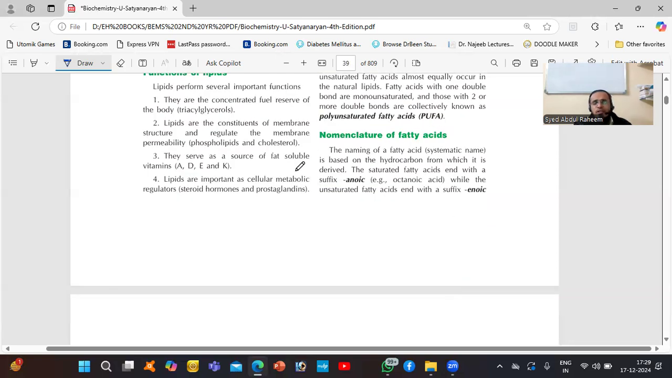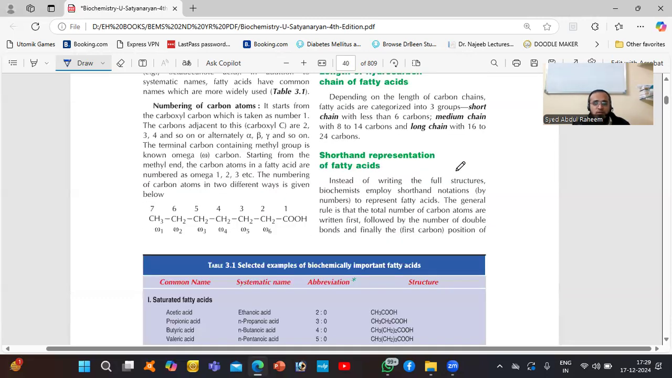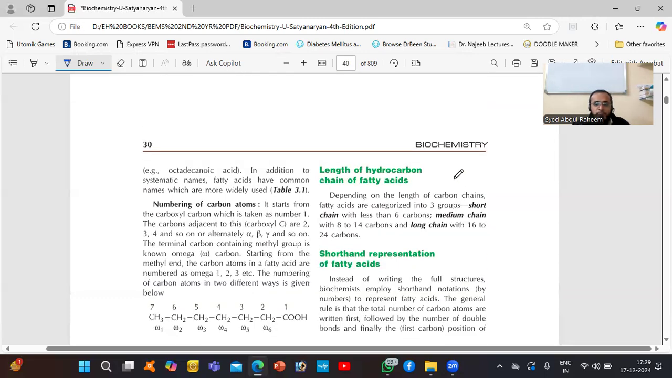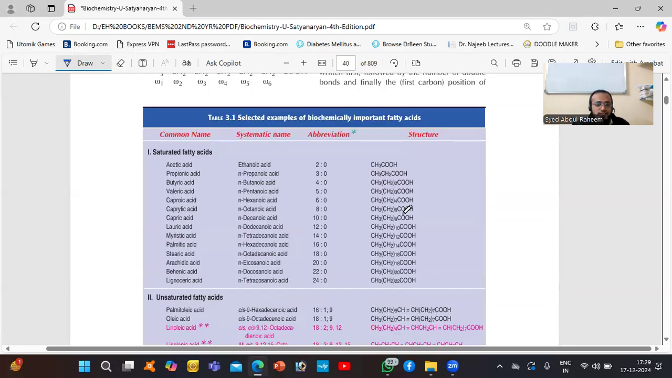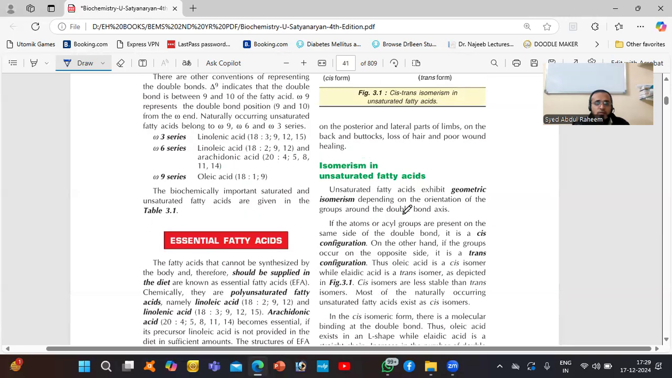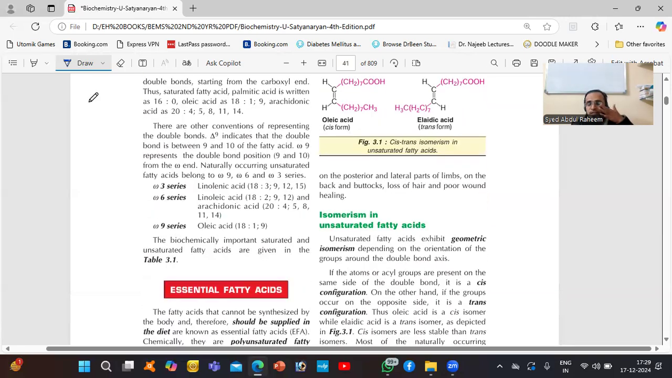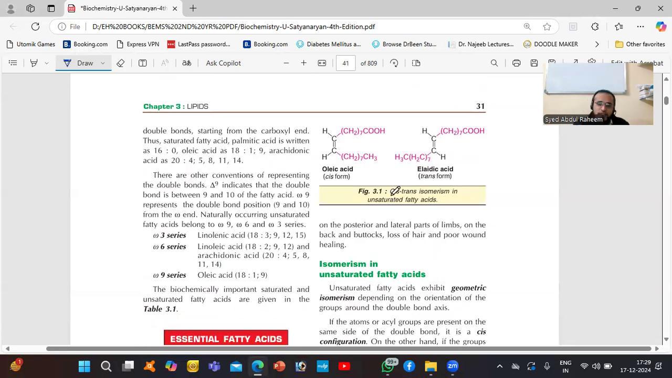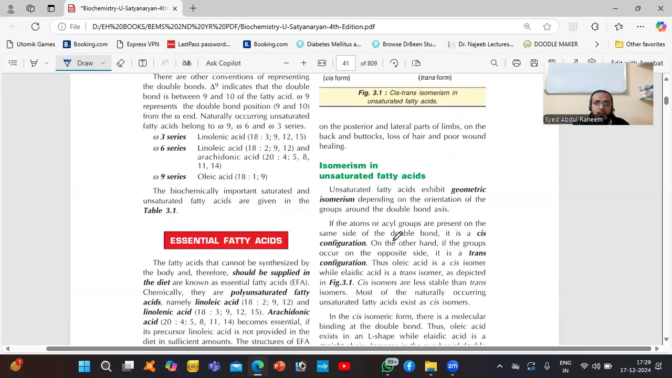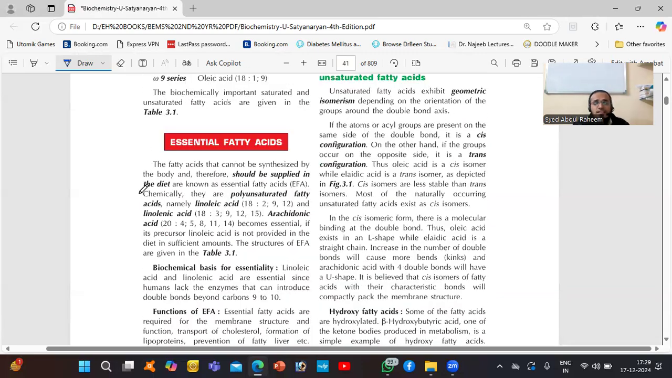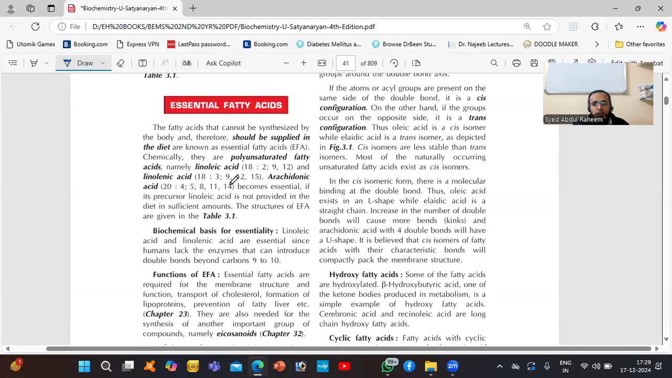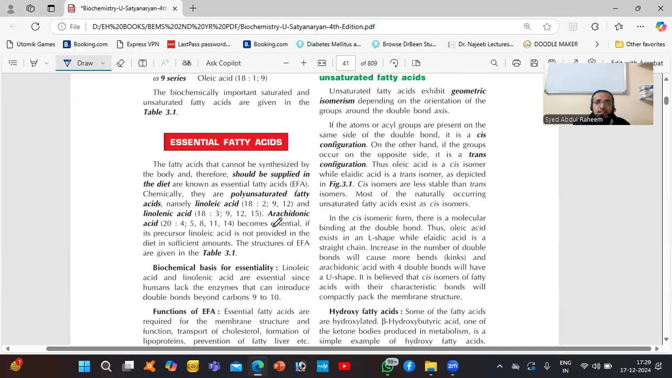There is also another type of nomenclature of fatty acids, but it doesn't need all those details. These are the different types of fatty acids, the carbon chain, and so on. Next, essential fatty acids. Here we will have to understand about essential fatty acids.